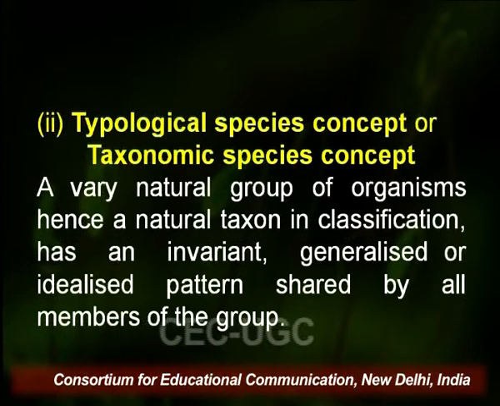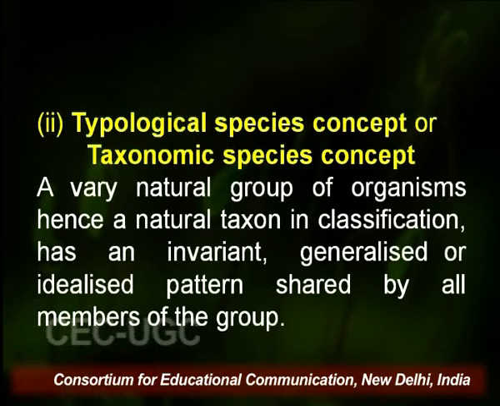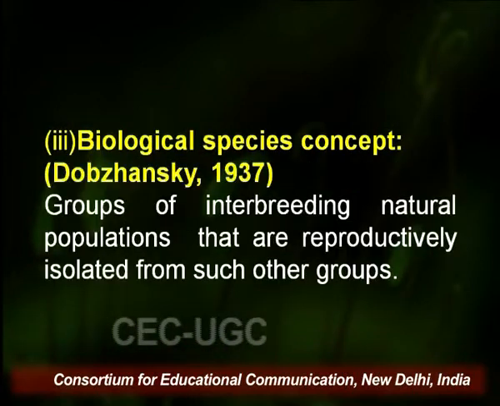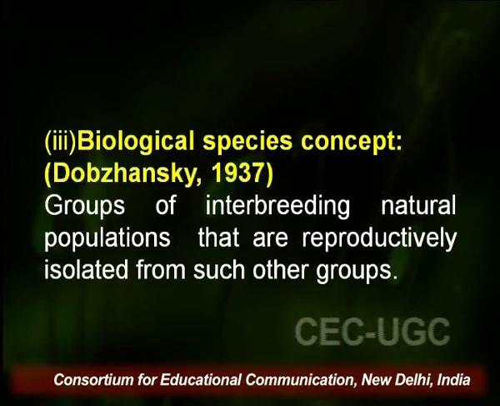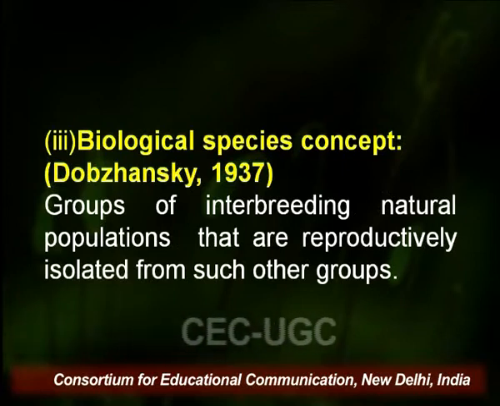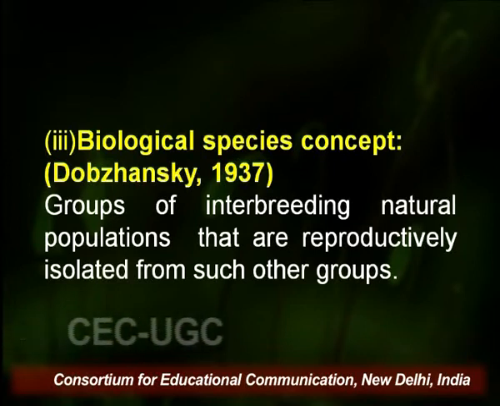Another one is the typological species concept or taxonomic species concept, a very natural group of organisms. Hence, a natural taxon in classification has an invariant, generalized or idealized pattern shared by all members of the group. The third one is the biological species concept, which was given by Dobzhansky in 1937, and it is an important species concept.